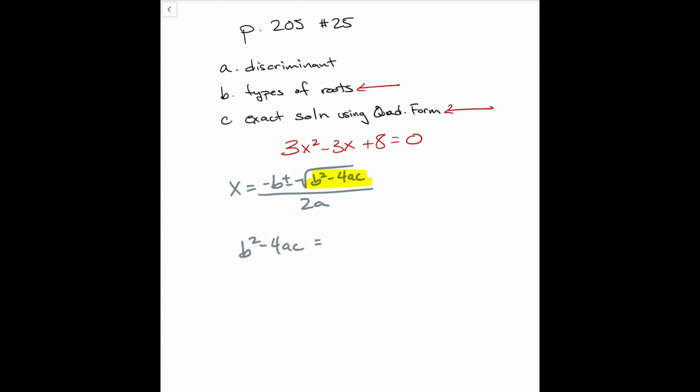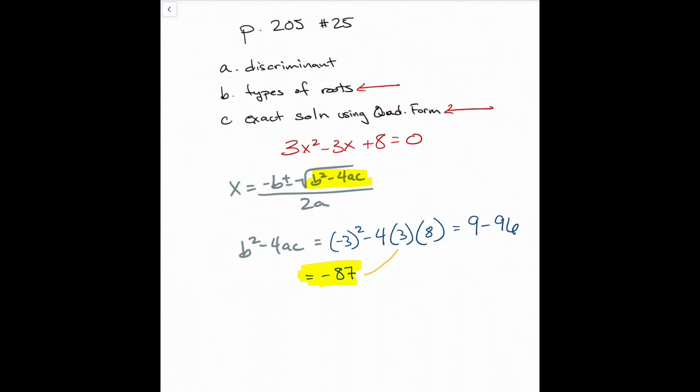Right? So my b is negative 3 squared minus 4 times a, which is 3, times c, which is 8. And then I want to find out what this is. So negative 3 squared is 9 minus, what is this, 96? So that gives me a negative 87. All right, so this is interesting because I have a negative number, negative 87. So that's part A. I've just solved part A.